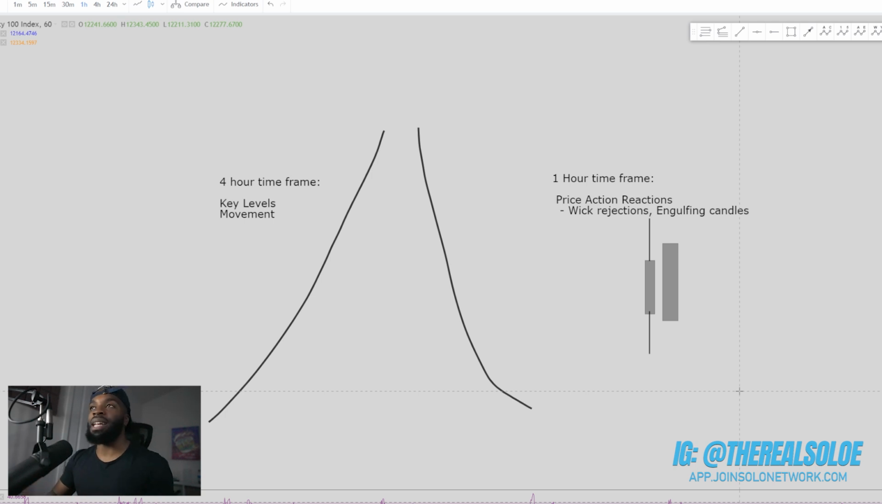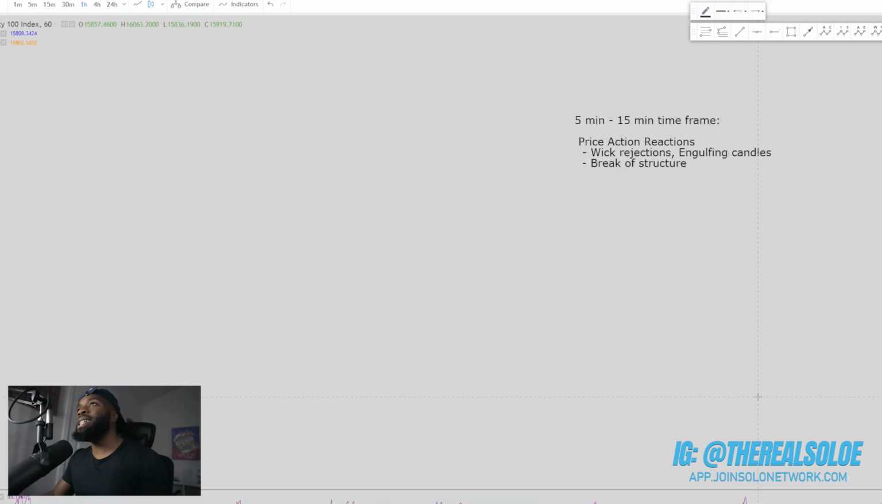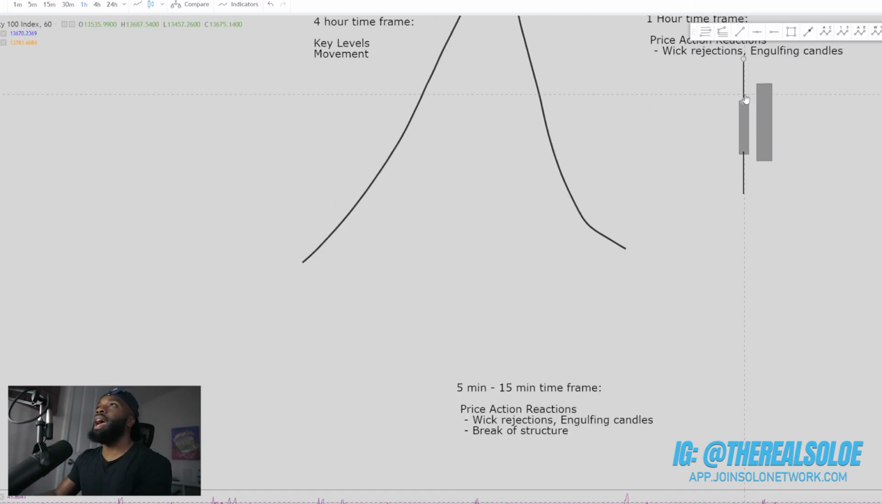So now that we've established that, let's go ahead and talk about what we need on a 5-minute time frame to enter. So now on the 5-minute time frame or the 15-minute time frame, anywhere between those two time frames, we need to see the same exact thing that we saw on the 1-hour after the 1-hour candle close, or we can also wait on a break of structure. So let's say that we got a wick rejection to the bottom and we got a bullish engulfing candle.